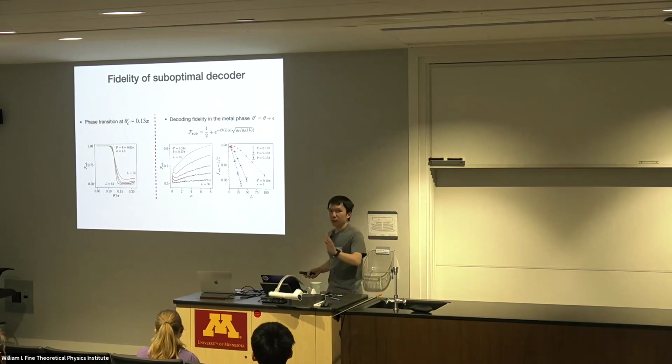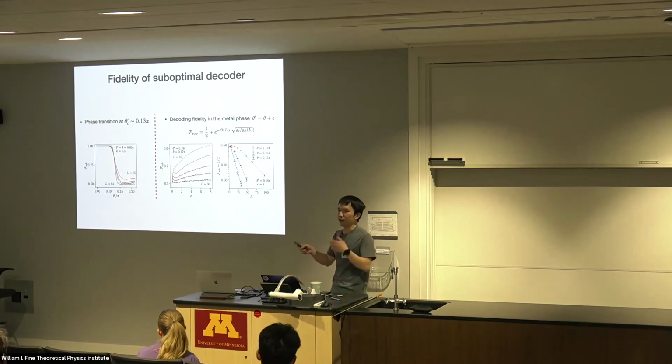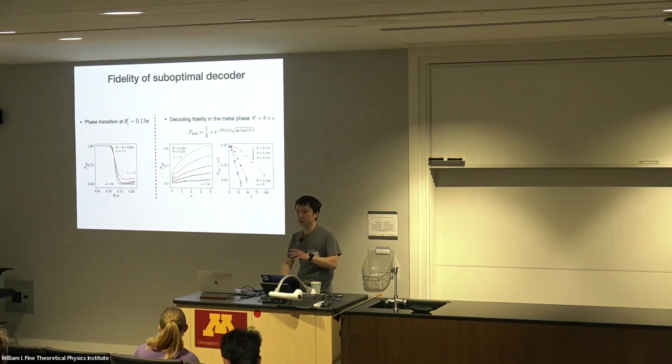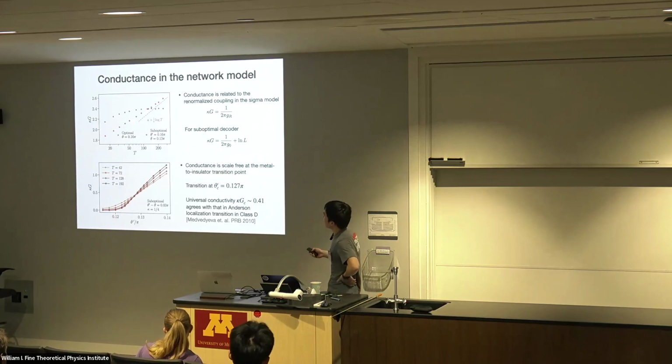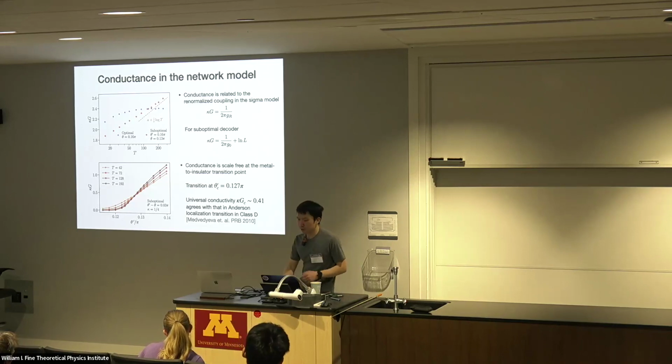We also have some prediction on the fidelity of the suboptimal decoder. I probably don't have time, but you see that there's some transition with fidelity crossing at a single point, and there's numerical evidence that verifies our prediction. There's some other check on our theory. I'm going to finish in 2 minutes. The theory also lets you simulate the conductance, which agrees with the prediction from the sigma model.